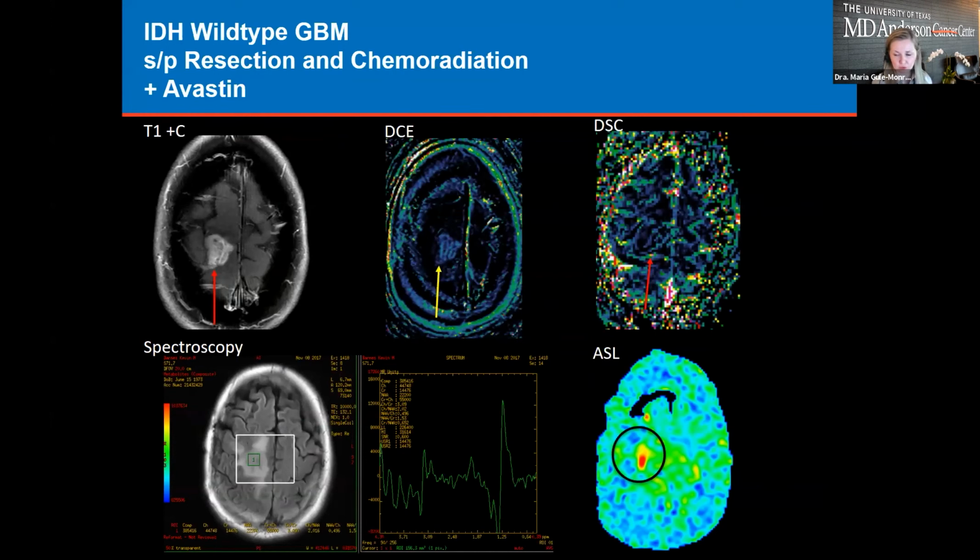As expected, due to the location, our spectroscopy failed, and I'm just showing it here in the lower corner so you can believe me. Only mild increase in permeability was seen on DCE. There was no increase in relative cerebral blood volume on DSC, and there was some focal increase in cerebral blood flow on ASL. But with these findings, it was hard to say whether this was truly recurrence or just radiation-related change.